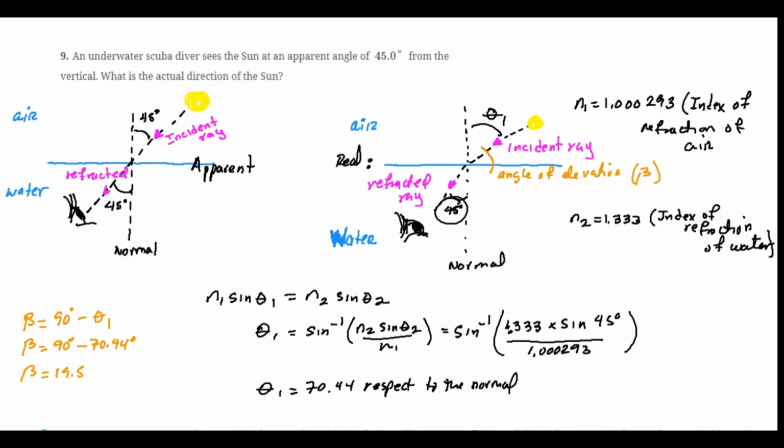19.56. So basically, if we calculate this angle of elevation, what we say is, okay, when you measure the angle of the sun with respect to the surface of the air, that angle, that is what we call angle of elevation, is equal to 19.56 degrees. So this one is with respect to the air surface.